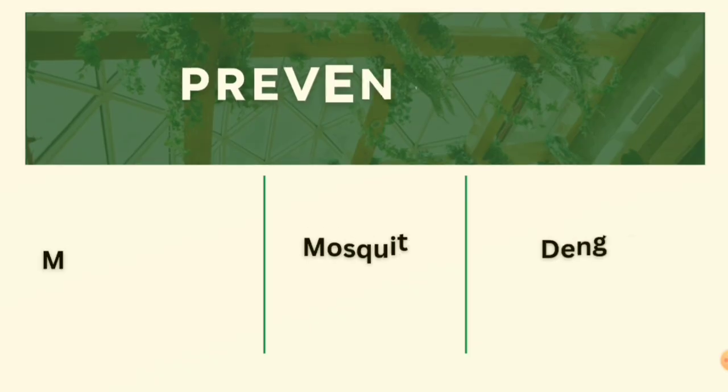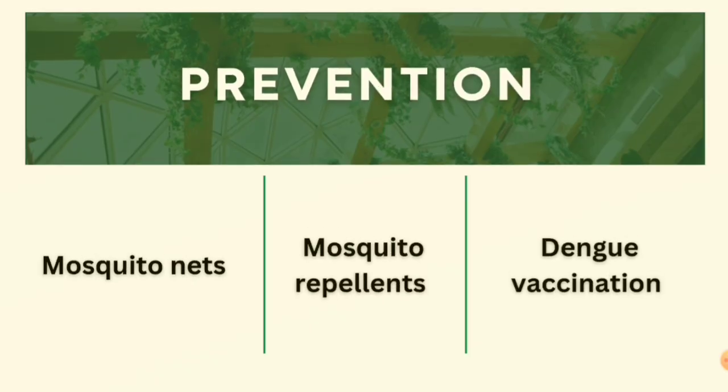Prevention of dengue virus is mosquito nets, mosquito repellents, and dengue vaccination. But the dengue vaccination may not have full protection against dengue infection. It can only reduce the symptoms and length of infection.